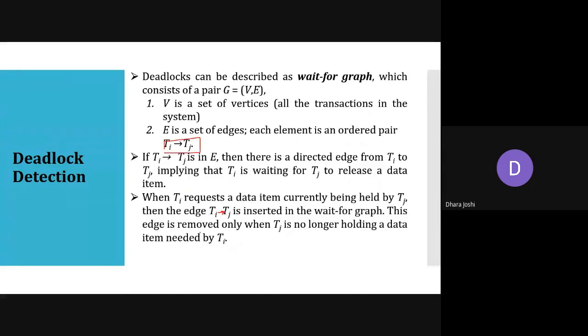This edge is removed only when Tj is no longer holding the data item. Like Ti has requested data item B. If Ti is requesting data item B, then when can we remove this edge? Only when data item B is free and Ti is able to use it.